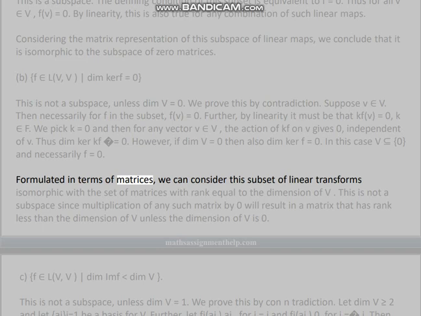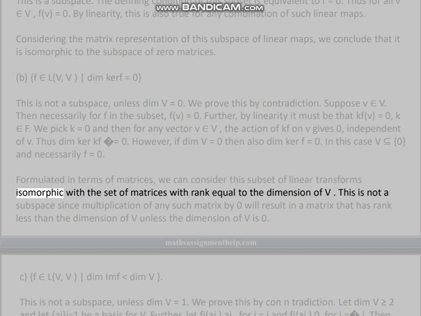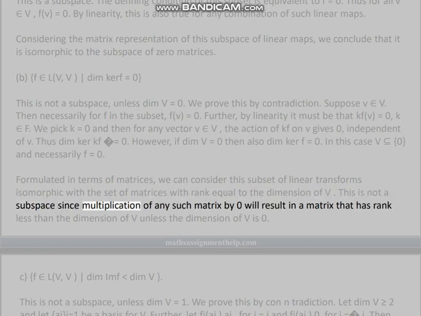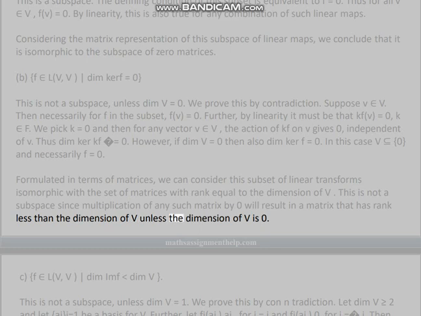Formulated in terms of matrices, we can consider this subset of linear transforms isomorphic with the set of matrices with rank equal to the dimension of V. This is not a subspace since multiplication of any such matrix by 0 will result in a matrix that has rank less than the dimension of V, unless the dimension of V is 0.